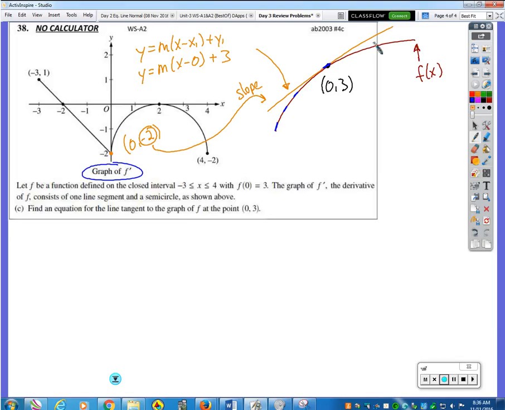If the graph was different and the points were different that it was talking about, like if it was 2, 3, then would the slope of it be 0?